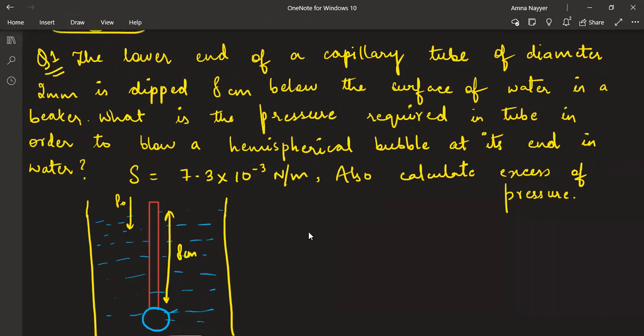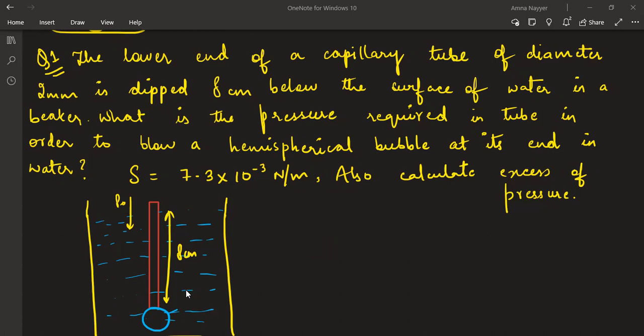See, this question says the lower end of a capillary tube of diameter 2 millimeter is dipped 8 centimeter below the surface of water in a beaker. What is the pressure required in the tube in order to blow a hemispherical bubble at its end in water? So this is a hemispherical bubble. I have drawn a complete sphere. Just assume it to be a hemisphere. If you blow in air, a bubble will start forming, so that we have to calculate.